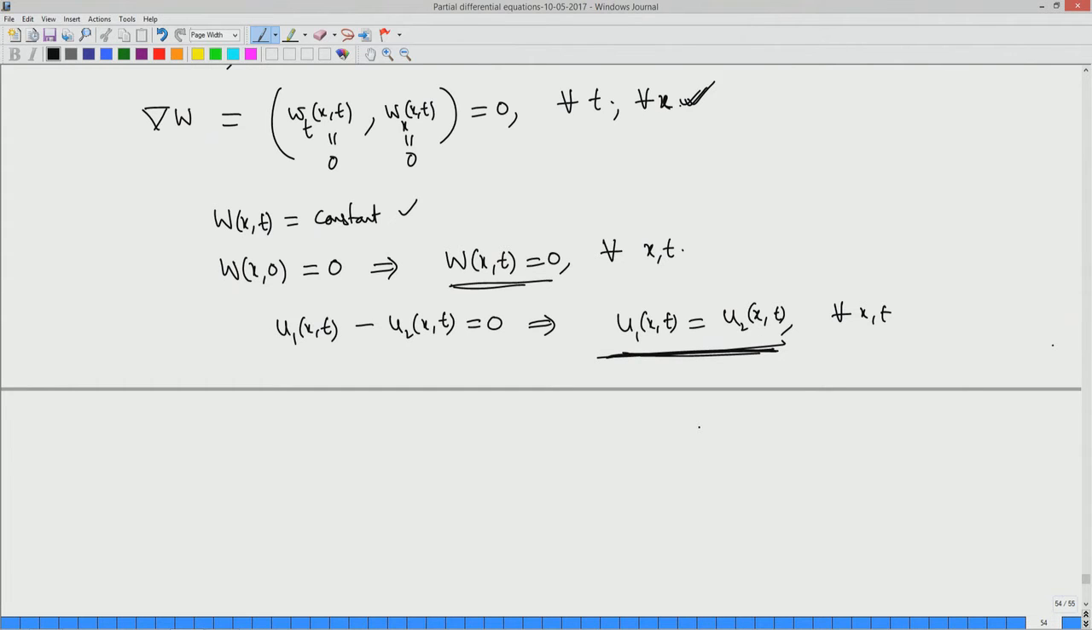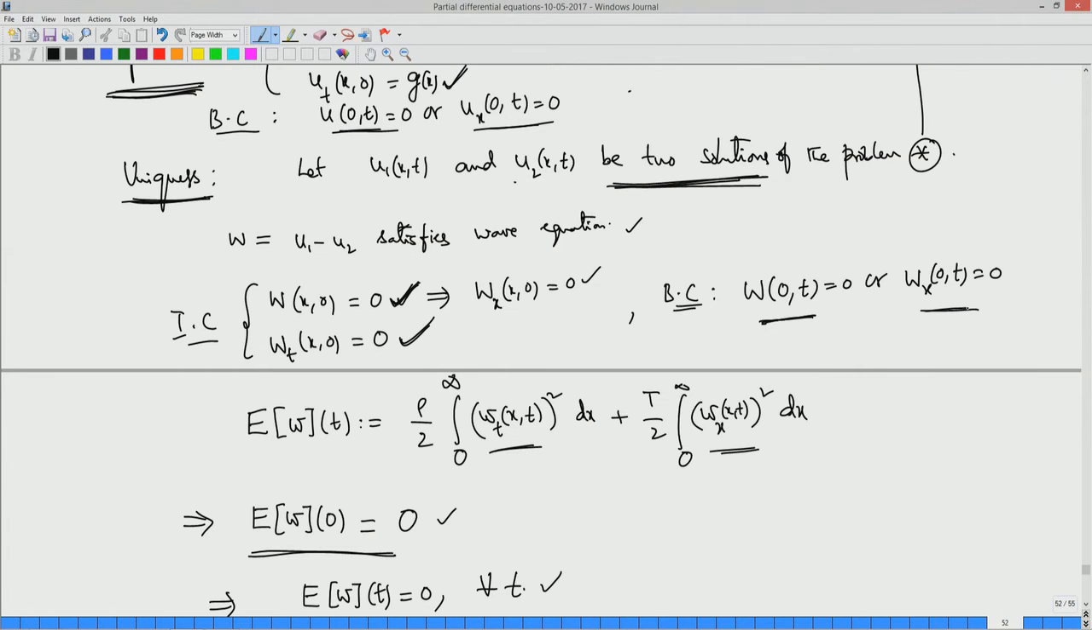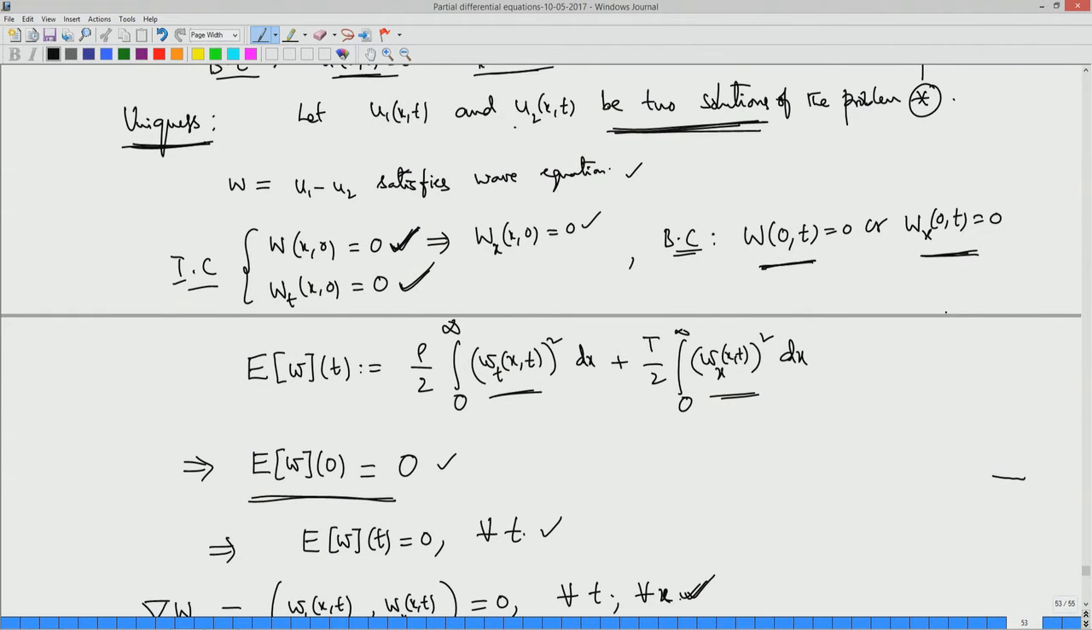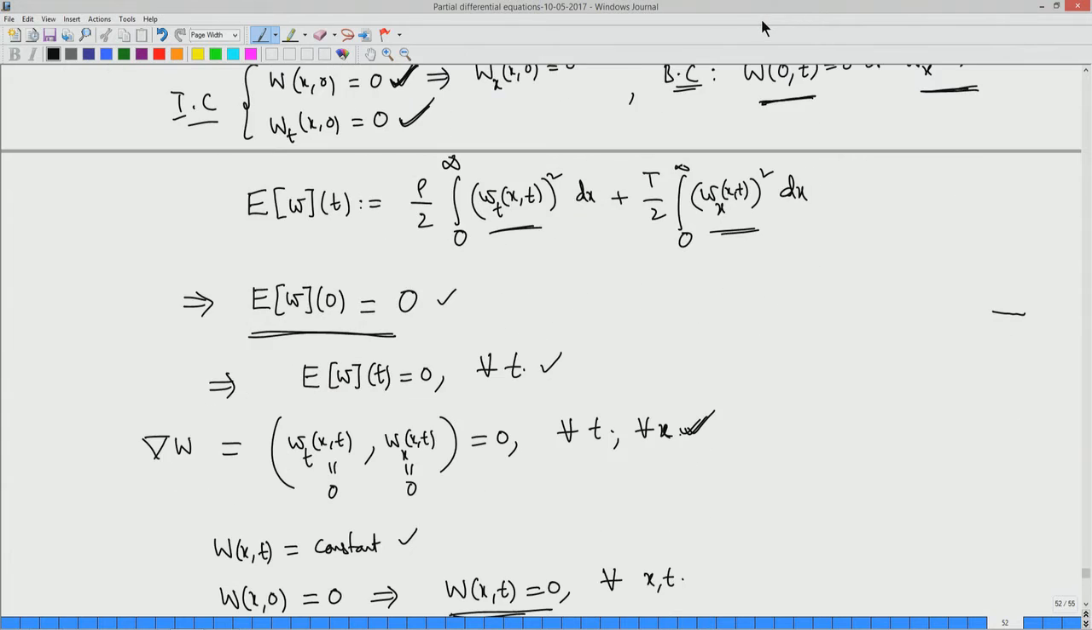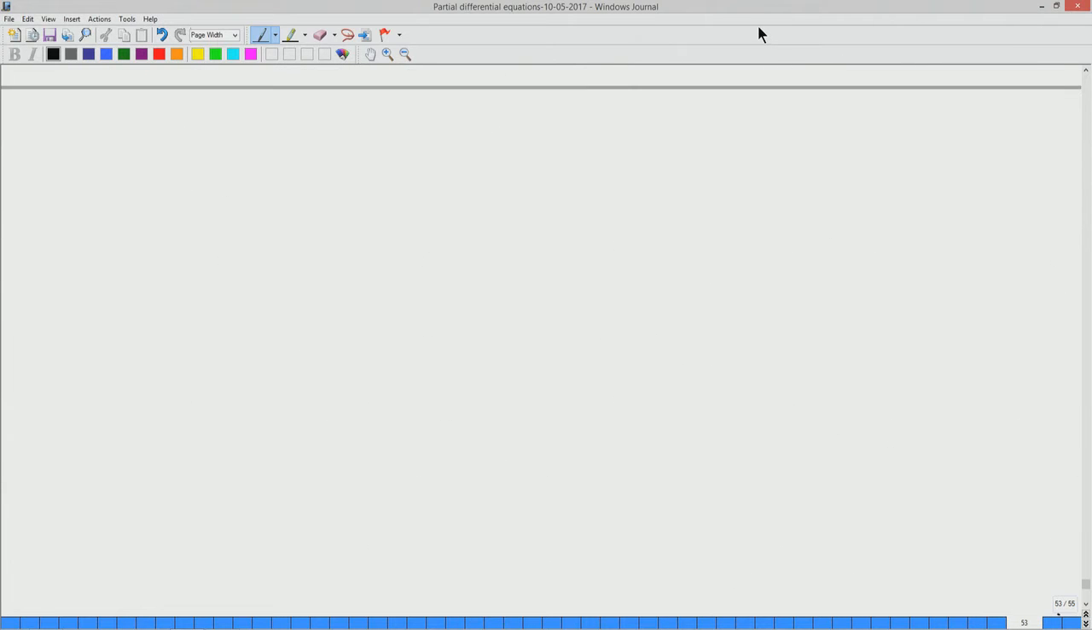So, the same proof is true even if you take the boundary condition either w is 0, that is displacement is 0, or the slope of the string at x equal to 0. Still, uniqueness of the solution is guaranteed for this initial boundary value problem for the wave equation in the semi infinite domain 0 to infinity. So now you have a unique solution.